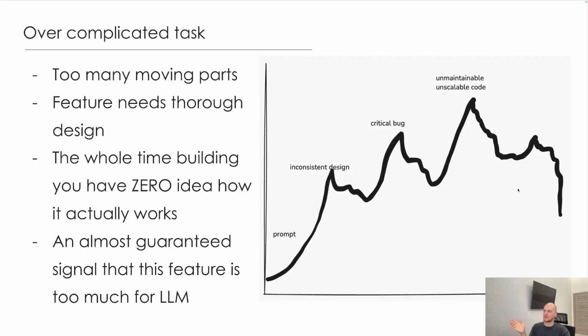Another thing here is the overcomplicated task. Basically, these features are something that spans across your whole application. Just a feature that is too complex for an LLM to handle. This is usually the chart of working with an LLM, a chart that explains the whole process of a feature that you develop using an LLM.